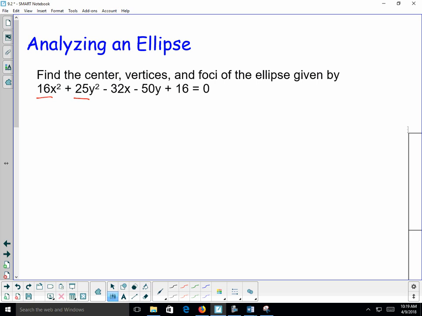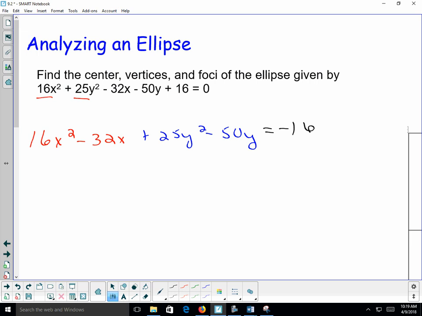I'm going to start it off the same way I did with the circle. I'm going to put all my x terms together, all my y terms together, and I'm going to complete the square twice. So to try and help you out, I'm going to color code. So I'm going to put my x's together, put my y's together. Anything that doesn't have an x or y, which is a 16, I'm going to take to the other side and make it negative 16.